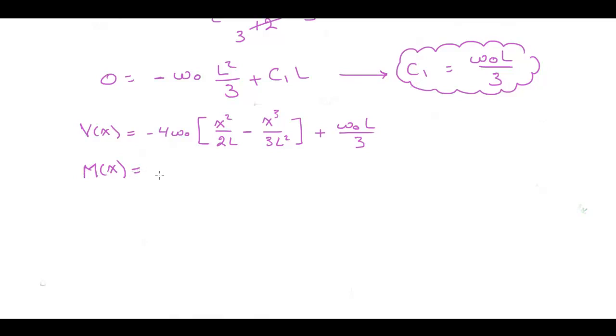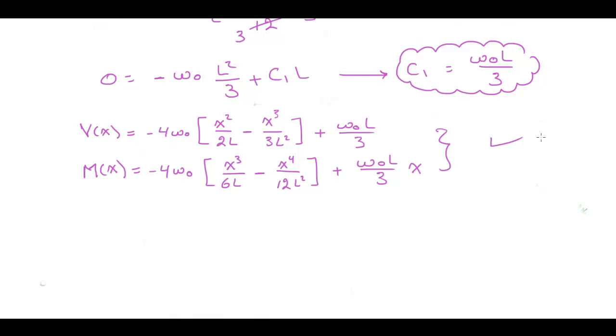M of x equals minus 4 W naught times x cubed over 6L minus x to the 4th power over 12L squared plus C1 x. These are my two equations that I need to plot. I will leave the plotting until the end of the video or the tutorial.